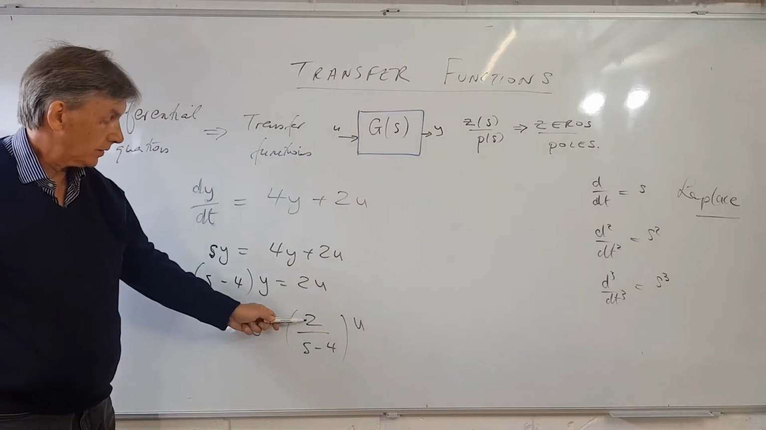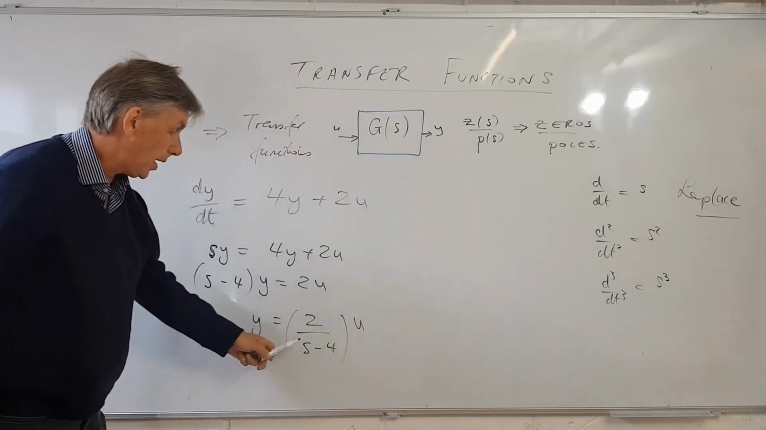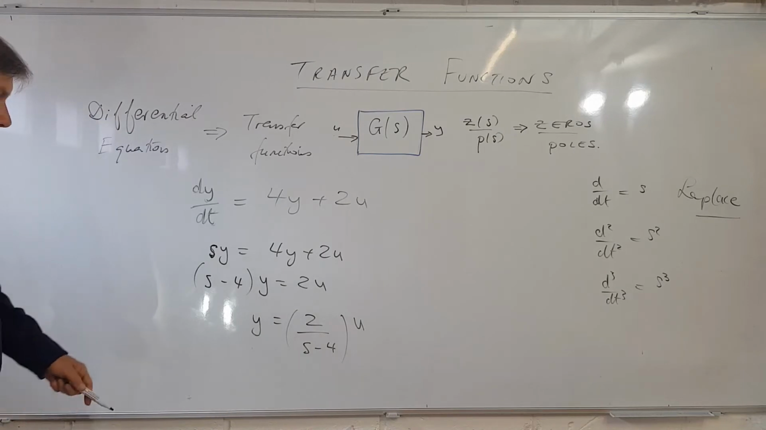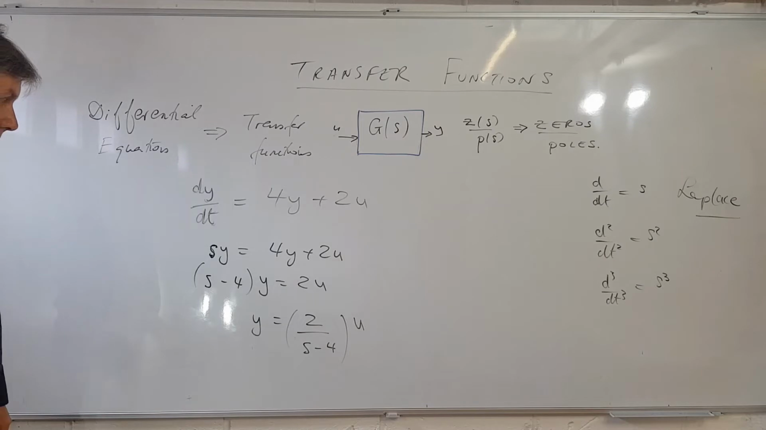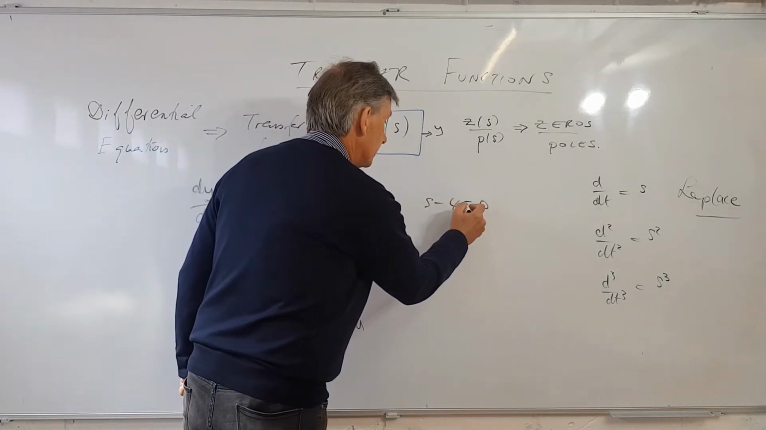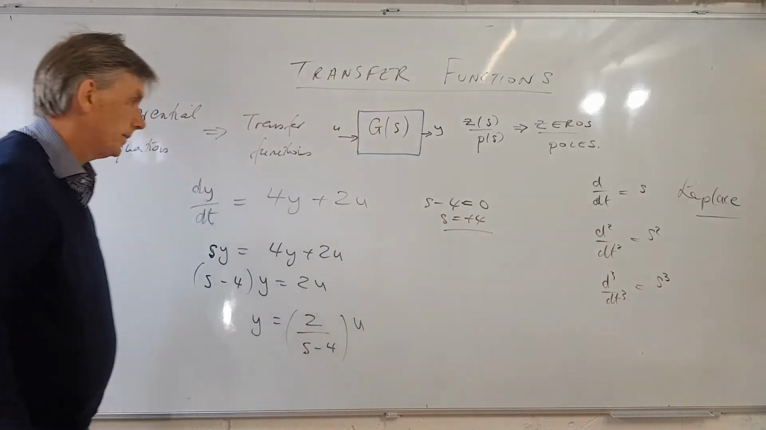In this case it has no zeros because there's no polynomial in s on the top line. It has one pole, at s equals plus 4. The way we work out the pole is we take the polynomial on the bottom and equate it to 0. So we get the equation s minus 4 equals 0, or s equals plus 4.